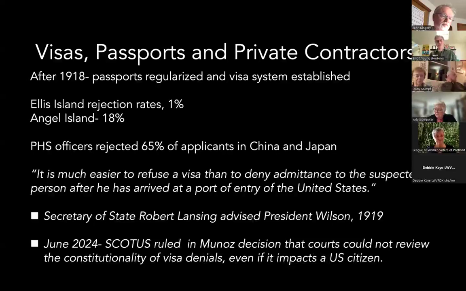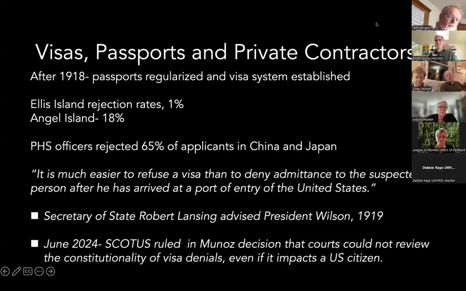But the rejection rates were actually pretty low, at least at Ellis Island, where only 1% of the people who arrived were rejected. At Angel Island in San Francisco, where most of the Chinese and Japanese people came in, the rejection rate was much higher, 18%. But most of the exclusion was happening offshore, before people even got on the ships. This was done through public health service officers who would vet prospective migrants coming to the US and would either approve or disapprove them based on their health status. So 65% of applicants in China and Japan were rejected that way.